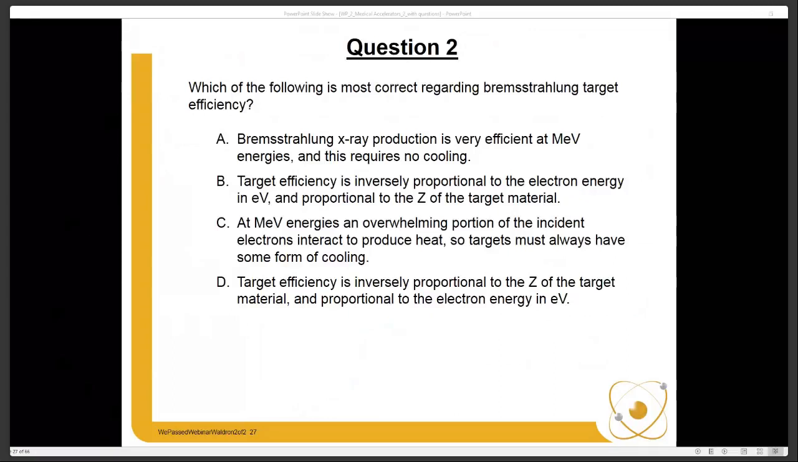Okay. So which of the following is the most correct regarding bremsstrahlung target efficiency? Bremsstrahlung X-ray production is very efficient at MeV energies and requires no cooling. Target efficiency is inversely proportional and proportional to Z. At MeV energies, an overwhelming portion of the incident electrons interact to produce heat, so targets must always have some form of cooling. Or is it target efficiency is inversely proportional to Z of the target and proportional to the electron energy? I guess I made that one too easy.